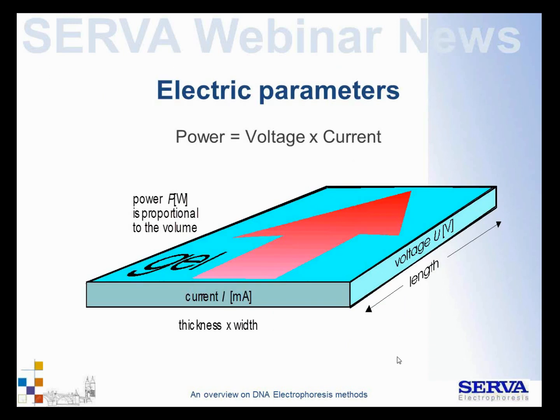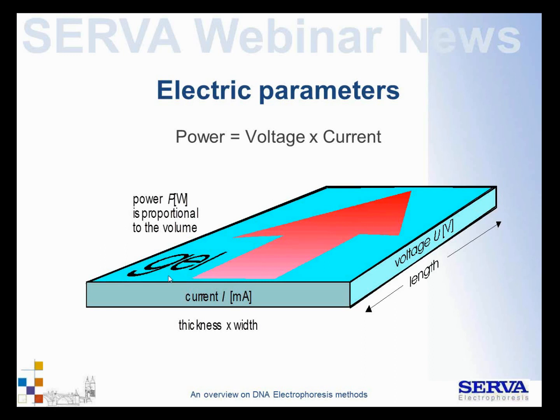Another important thing you should always remember are the electric parameters. The voltage which you apply on such a gel is dependent on the separation distance, on the length of the gel, the distance between the electrodes. So in order to achieve a certain volt per centimeter field strength, you need a higher voltage for a longer gel than for a smaller gel. For instance, a sequencing gel with a 40 centimeter long gel will need about 4 times as much voltage as a mini gel with 10 centimeters. So that is one part.